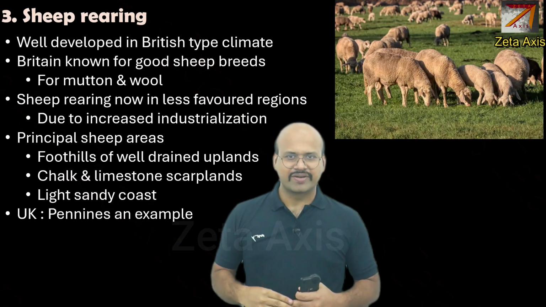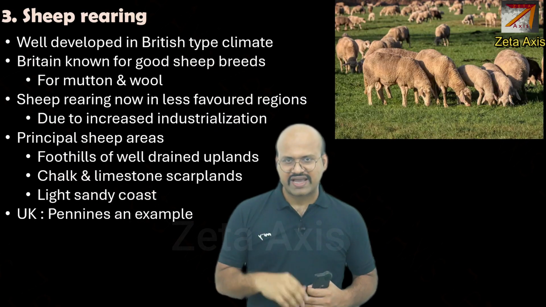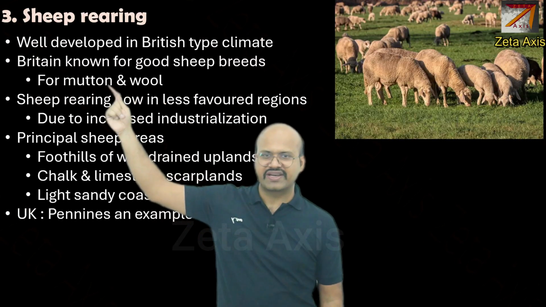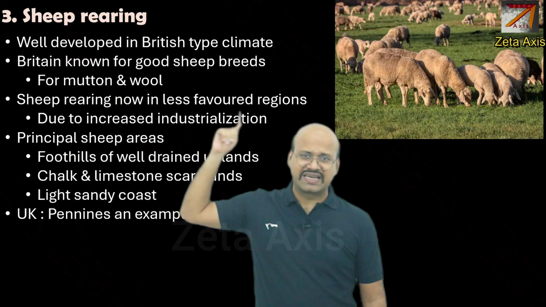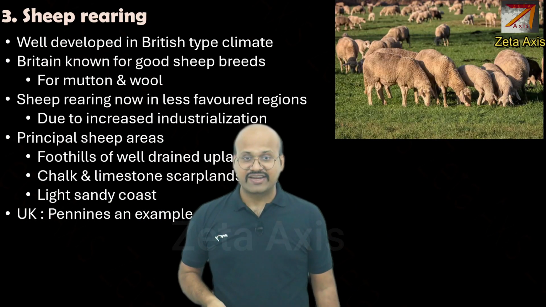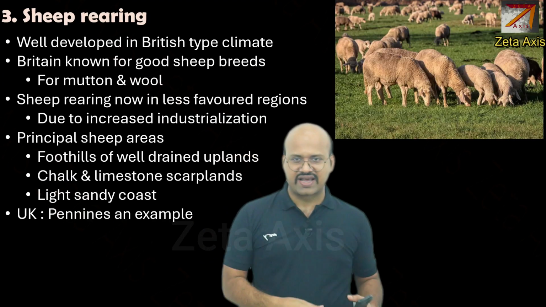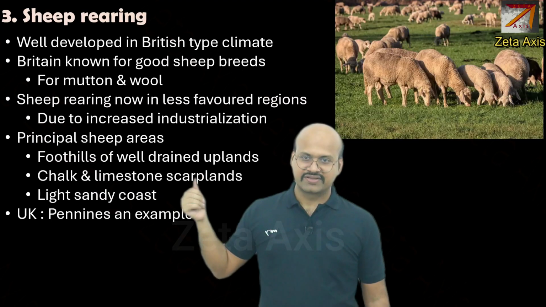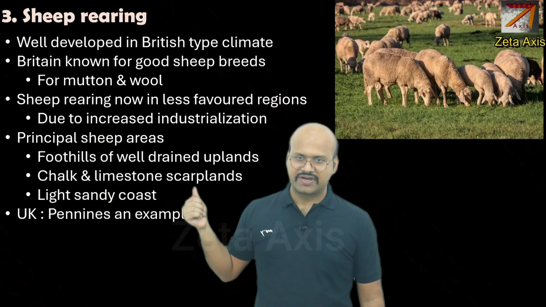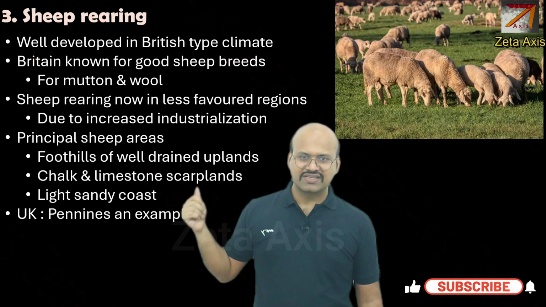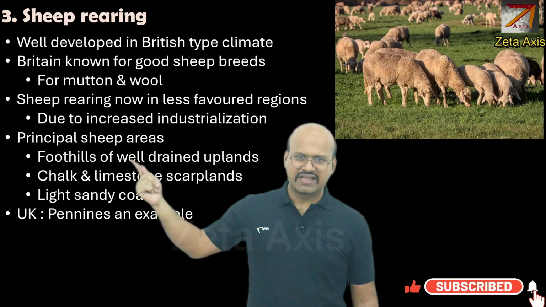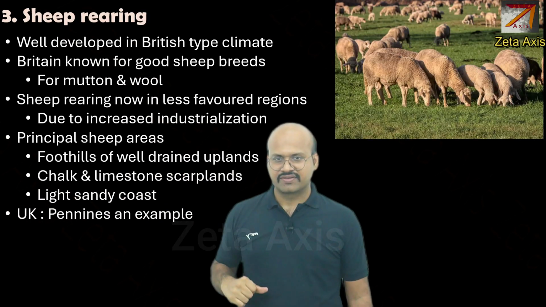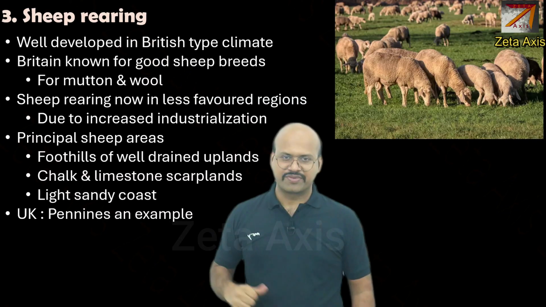Sheep rearing is well developed in British type climate, and it is also an important activity over here. Britain as well as New Zealand have good sheep breeds and it is used for mutton and wool. Sheep rearing is done in less favored regions, that is, the regions where the land cannot be utilized for agriculture or for industrialization. Principal sheep areas include foothills of well-drained uplands, chalk and limestone scarplands, light sandy coasts. So we can see these are the regions where agriculture cannot be done, and these are uplands. Therefore, these are used for sheep rearing. UK Pennines is an example.